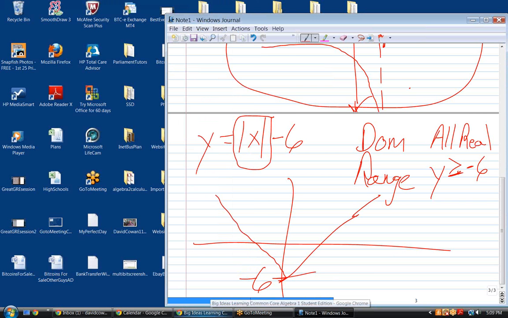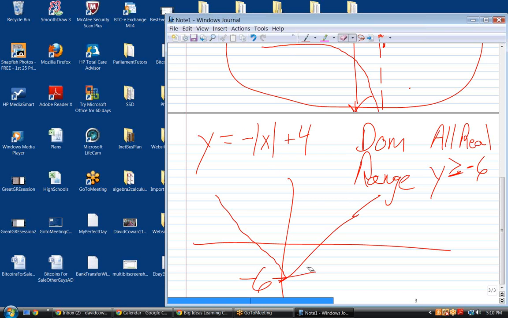And the last one they have is minus the absolute value of x plus 4. Let me erase this. So minus absolute value of x plus 4. Now they're getting kind of tricky on us on the range.